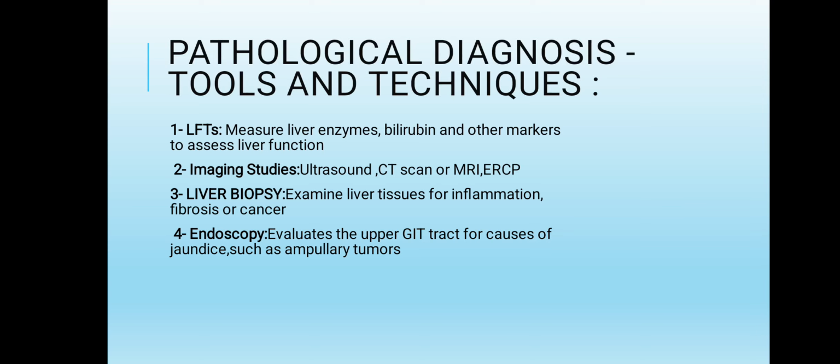And the fourth one is endoscopy. It evaluates the upper GI tract for causes of jaundice such as ampullary tumors. What are ampullary tumors? Ampullary tumors are rare growths that occur at the ampulla of Vater, a small area where the bile and pancreatic ducts empty into the small intestine. These tumors can be benign or malignant. These tools and techniques help diagnose the underlying cause of jaundice and provide appropriate treatment and management.